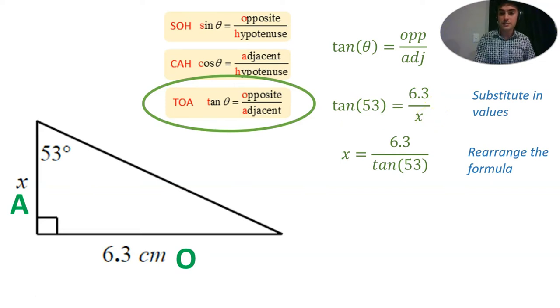Once you've rearranged that, all you need to do is calculate that. So 6.3 divided by tan 53, and that will come out as 4.75 is that missing side.